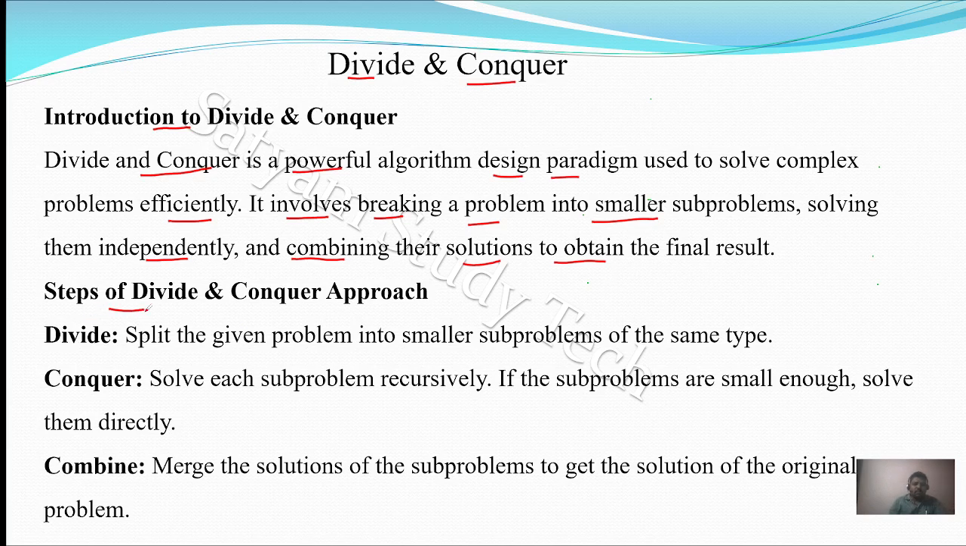Now the steps of the divide and conquer approach. What is the meaning of divide, conquer, and combine? Now we can see one by one. Divide: the problem is a big problem, so split the given problem into smaller subproblems of the same type. Conquer means solve each subproblem recursively. If the subproblems are small enough, solve them directly. Combine means merge the solutions of the subproblems to get the solution of the original problem.